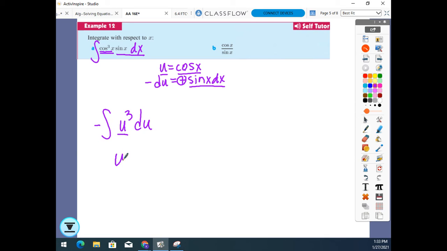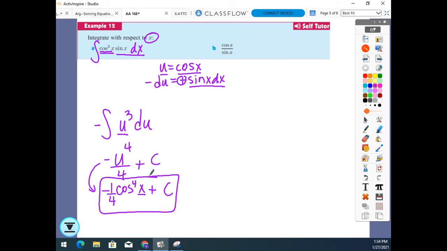Antiderivative, I'll bring the negative down, u to the fourth over 4 plus c, and then sub cosine back in. Now, rather than having the 4 underneath cosine, I'm just going to move that 4 to the outside, cosine to the 4th, x plus c. Now, what's very important, you're integrating with respect to x. You must convert everything back to x, so be really careful about that, okay? And as always, don't forget your plus c.